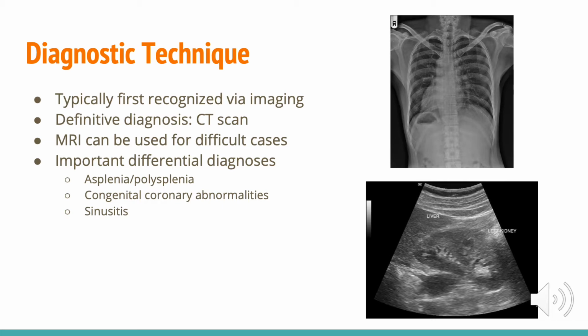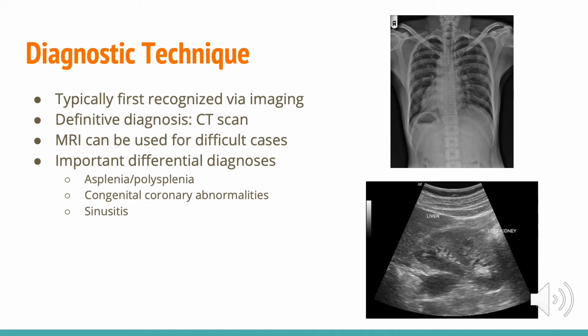In terms of diagnostic techniques, this condition is typically first recognized via imaging, such as ultrasonography and radiography, typically when looking for an unrelated diagnosis. For a definitive diagnosis, a CT scan is used due to its better anatomical detail than the previous imaging techniques. An MRI can be used for difficult cases, including cardiac anomalies.